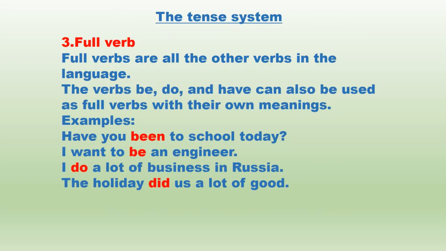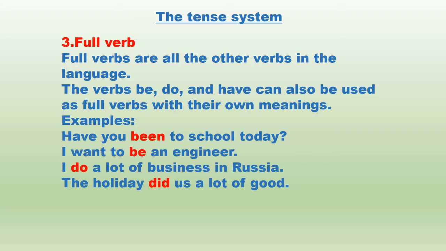Now the other verbs in the English language are full verbs. Bear in mind, be, do, and have can also be used as full verbs with their own meanings. For example, have you been to school today? Been here is the main verb of the sentence. There is no other verb, so been is the full verb.